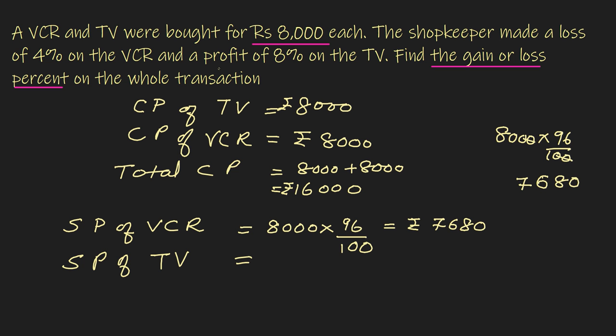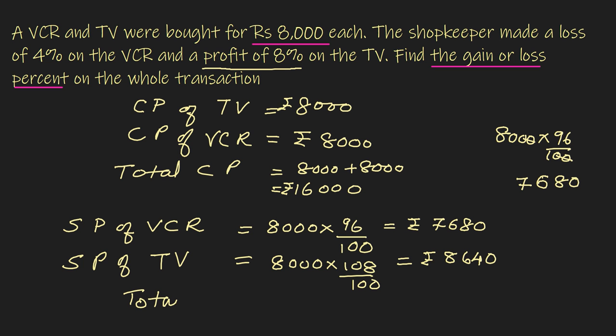Now what about the selling price of TV? On TV he got a profit of 8%. So you have to add 8 to the 100 since it is a profit. So you can write 8,000 into 108 by 100. This will be the selling price. Now here you can cancel, you get it as 8,640 rupees.